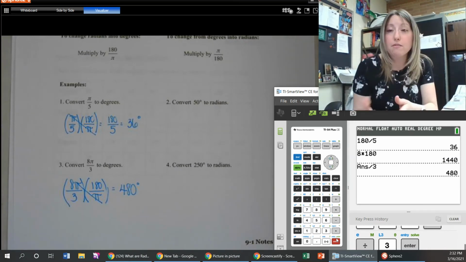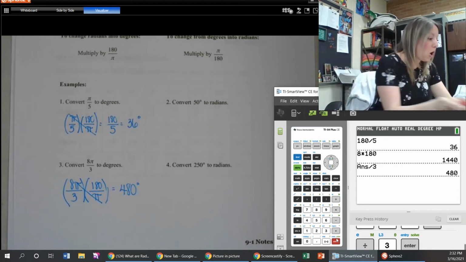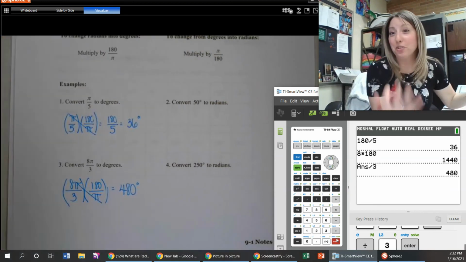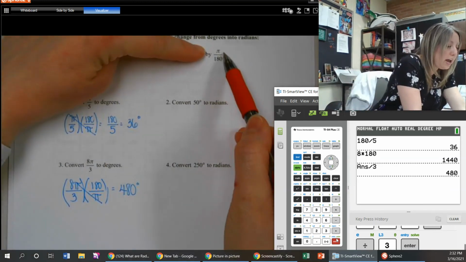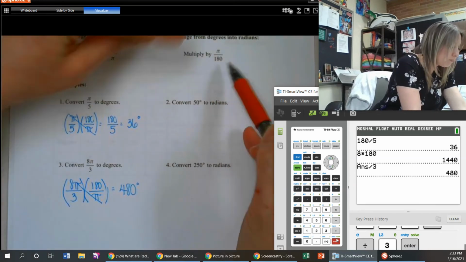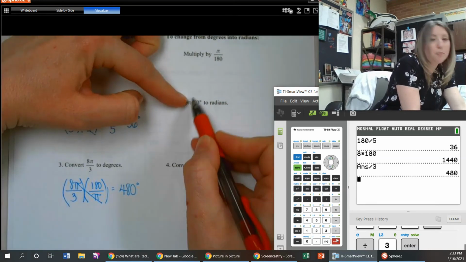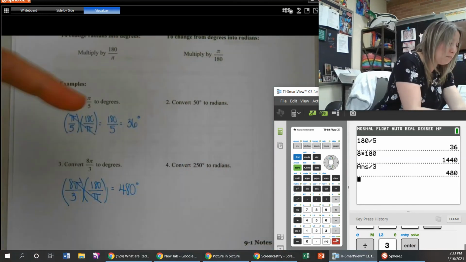You need to have a pi, and it needs to be in the numerator, because you can't have irrational numbers in the denominator, right? So we want to take our degrees and multiply it by pi over 180. So essentially, you end up with a fraction of this degree measure divided by 180 and multiplied by pi.